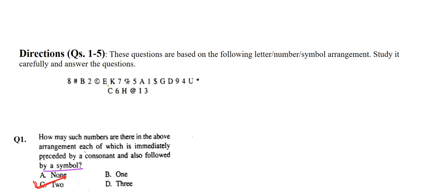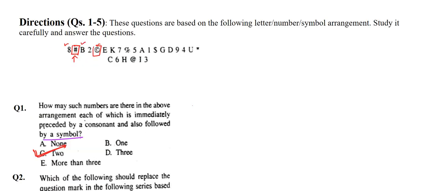Let me clear this out. Yeah, so let's check the symbols. Here we have a symbol which is preceded by a number and followed by a letter. So this is a correct symbol. Here we again have a symbol which is preceded by a number as well as followed by a letter. So this is also correct. Then we have a symbol which is preceded by a number but not followed by a letter, so we will not consider this one. Let's move on to the next. Then the next symbol is here, which is preceded by a number as well as followed by a letter, so we will consider this also.